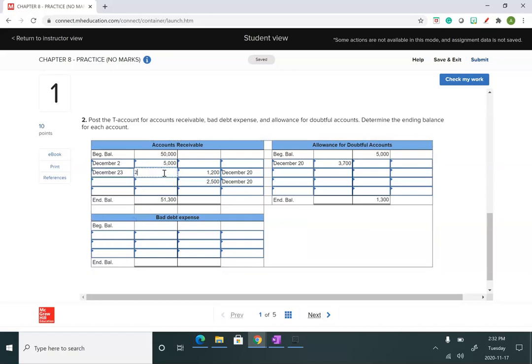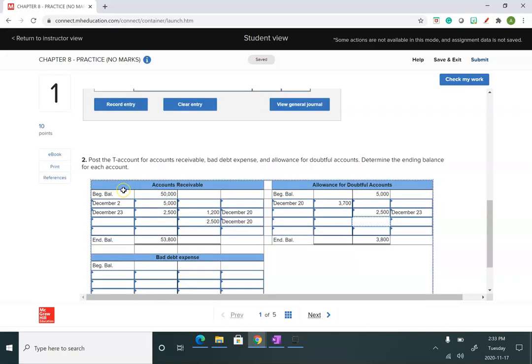And that was 2,500. So that's going back in here. And now let's take it back out of here. So December 23rd, 2,500. And I think they actually, not sure if they want us to just keep on the same lines. We'll see how that works out for me in the end. But let's see here. So that's 2,500.